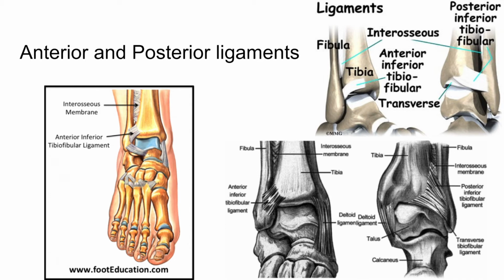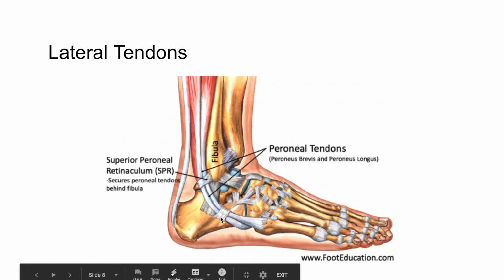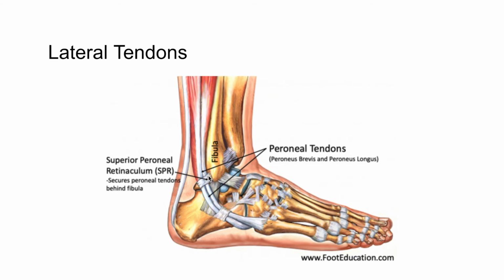Moving on from here, we'll discuss the tendons of the foot and ankle. Beginning on the lateral side, I'm going to point out again the retinaculum of the peroneal tendons. Here we see the superior and inferior tendons. The peroneal brevis and longus tendons help with eversion and external rotation of the foot.